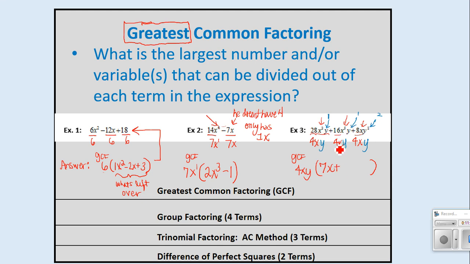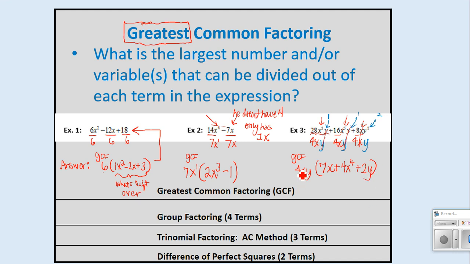Plus 16 divided by 4 is 4. I have 5 x's, I take one away, I still have 4 left. I had a y, I took the y away, no y's left, just like over here. 8 divided by 4, 2. X divided by x cancels out. I have 2 y's, I divide out a y, I have 1 y left.